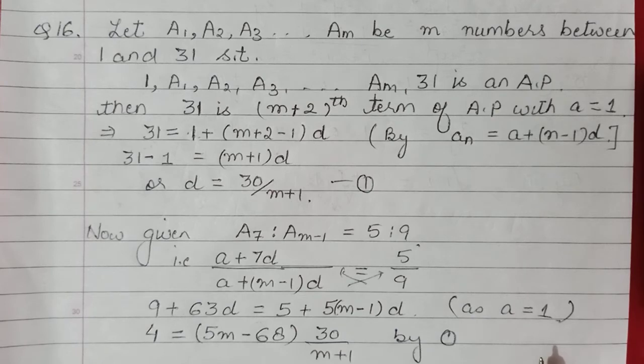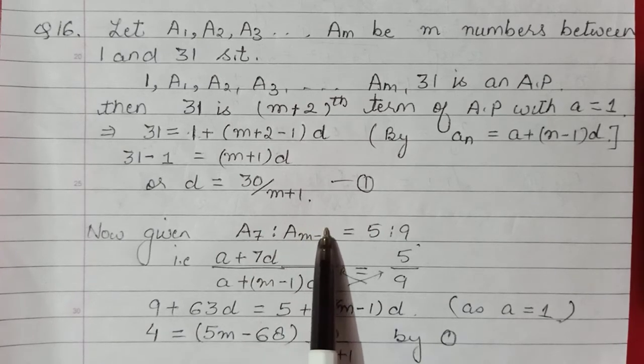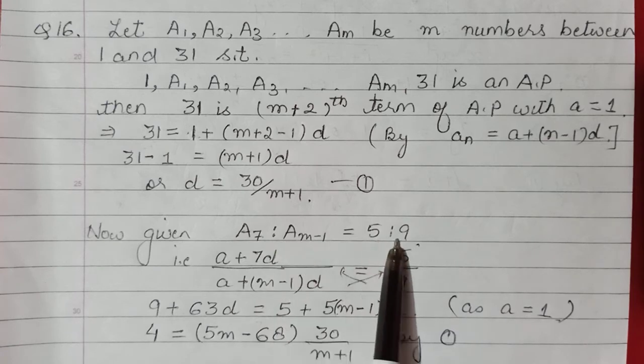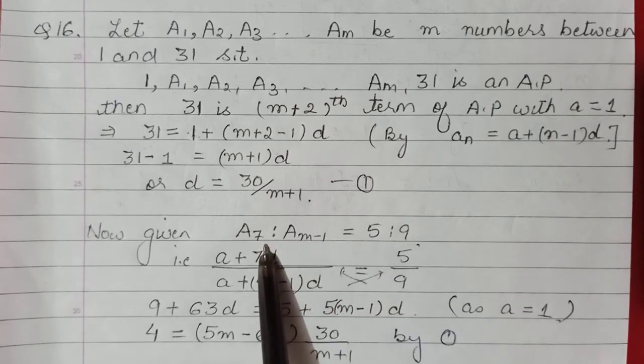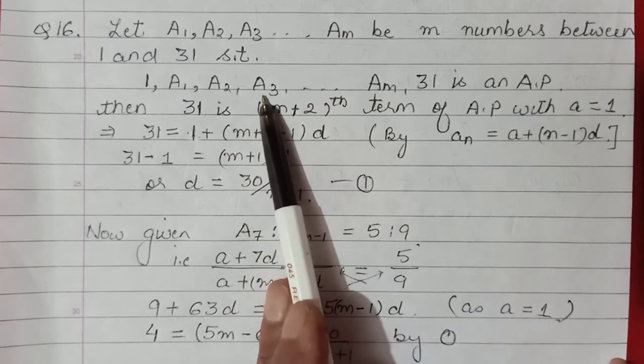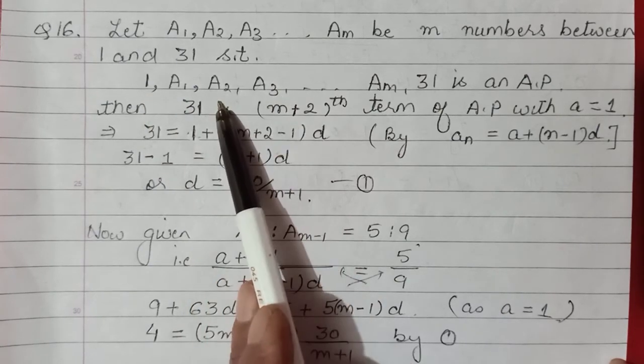Now once I know D, I can find any and everything. And what were we told? We were told that the ratio of the 7th to the m minus 1th mean, or numbers in between, is 5:9. So here you will apply the AP formula. The 7th mean, A7, happens to be the 8th term of the AP actually. So n minus 1, if you do 8 minus 1, this will come as 7D. So A plus 7D upon, whatever suffix the term has, plus 1, because 1 was the first term. So this is actually the fourth term, the second term.